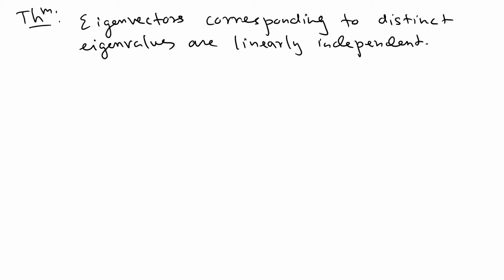This is one of the very beautiful proofs, but we are not going to prove that here. But this says that eigenvectors corresponding to distinct eigenvalues are linearly independent. So that means if you know that the eigenvalues are all distinct, corresponding eigenvectors are automatically linearly independent. Okay, so let's start with the 2 by 2 matrix first.